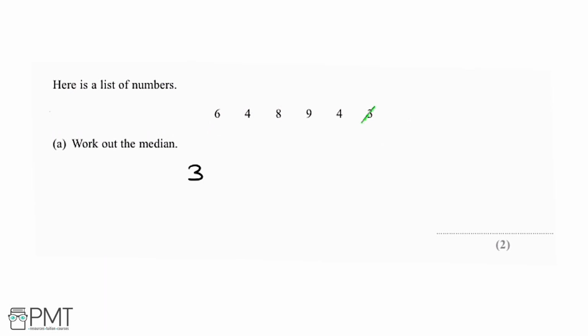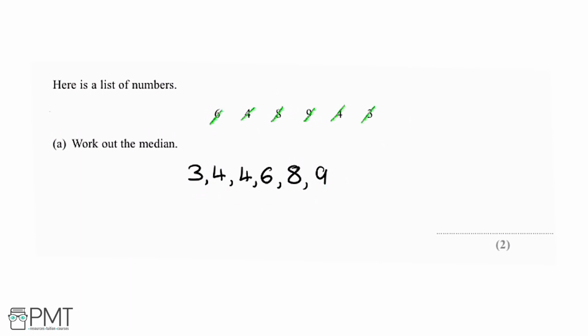And the next one, okay, so we've got 4 and 4. So if I cross those off, we've got 4 here and 4 here. The next biggest one is this 6 here. Then we've got this 8, and then we've got this 9. So what we've got here is all the numbers from up here, but just in ascending order. So the median is the middle number.